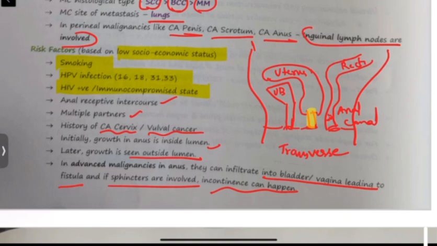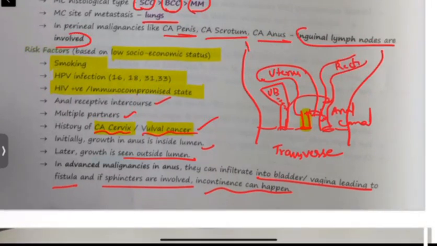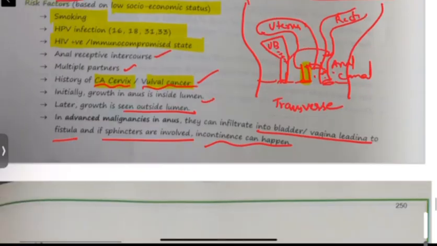If there is a vaginal cancer, cervical cancer or vulval cancer, that can spread to the anal canal. That is one risk factor. Multiple sexual partners are not a problem here. Other than that, if there is bladder cancer, and suppose it is in males, there will be no uterus, so the bladder can directly spread to the rectum and anal canal. Then there can be formation of a fistula, and if the sphincters, the external anal sphincter and internal anal sphincter, are involved, there will be incontinence.